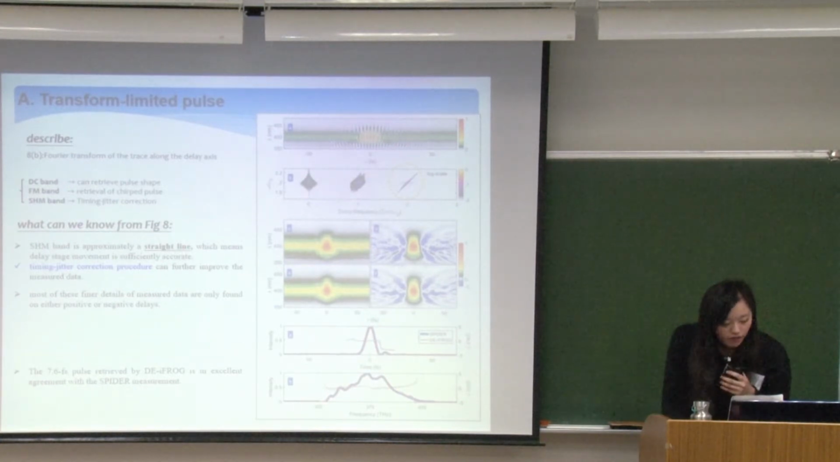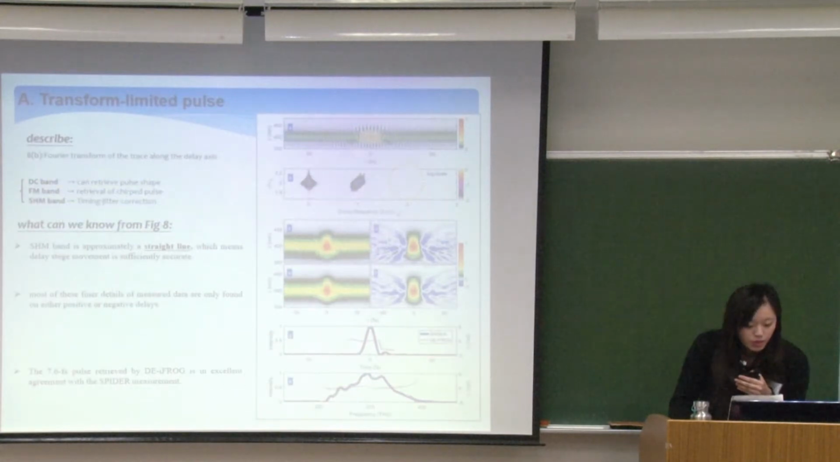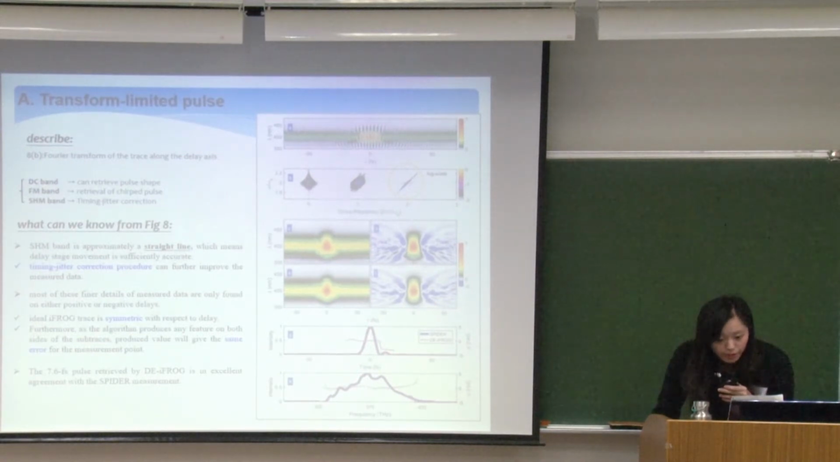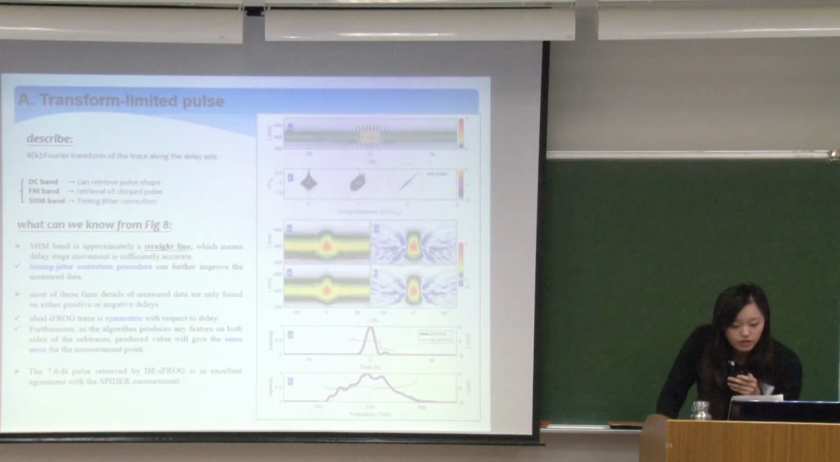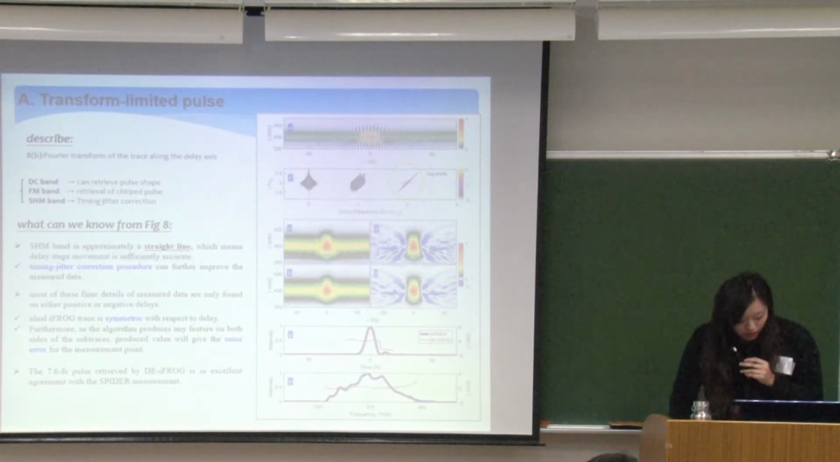And the finer details of the measurement data are only found on either positive or negative delay. But an ideal IFROG trace can solve this problem because it is symmetric in the delay. Furthermore, as the algorithm produces the feature on both sides of the trace, any produced value between these two measurement values will get the same error for the measurement point.